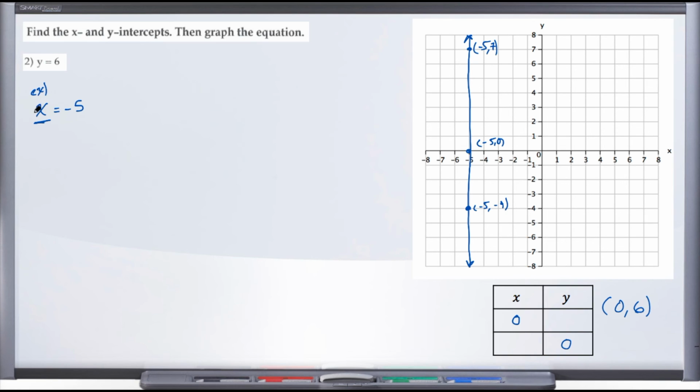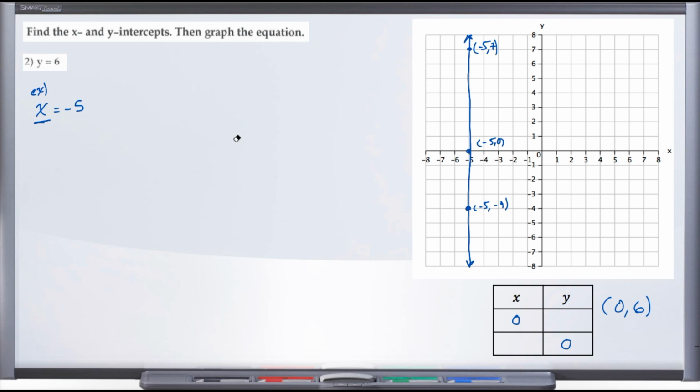Whatever equation they give you, whatever variable they give you, x equals or y equals, that's the axis your line is going to go through. Simply plot a point on that axis at whatever number you've been given, and then draw either a vertical line or a horizontal line depending on whether it's x or y.